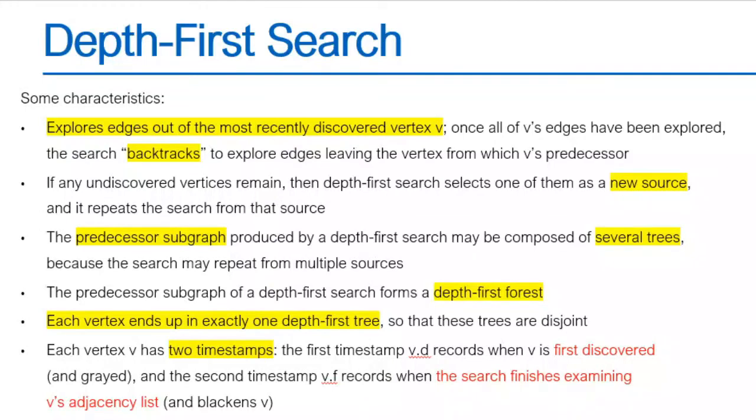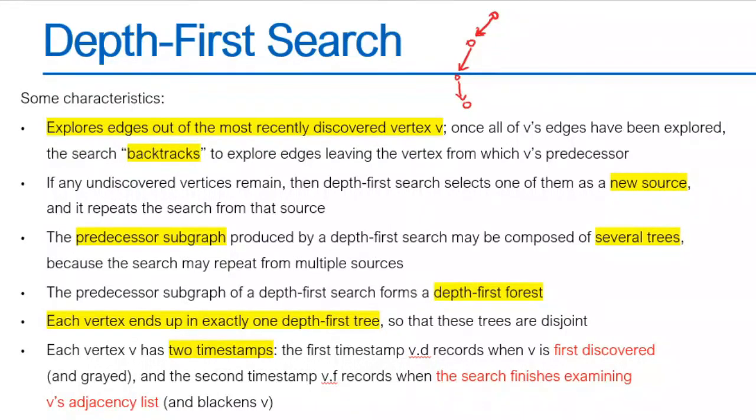So let's start talking about some general characteristics of the DFS. You keep exploring the first vertex, you keep exploring, let's say going down the tree. It's not exactly the tree because it's a graph, so you keep exploring the first vertex until there is no other white vertex that you can visit from this one.